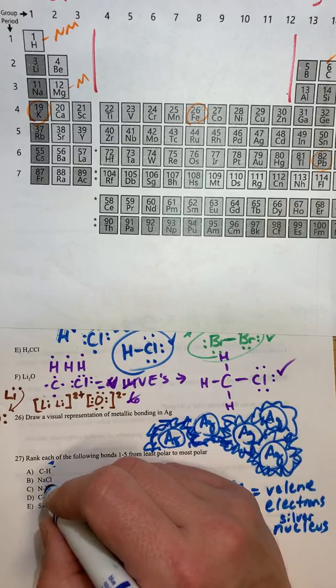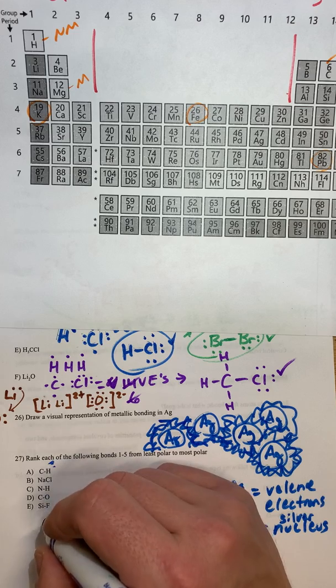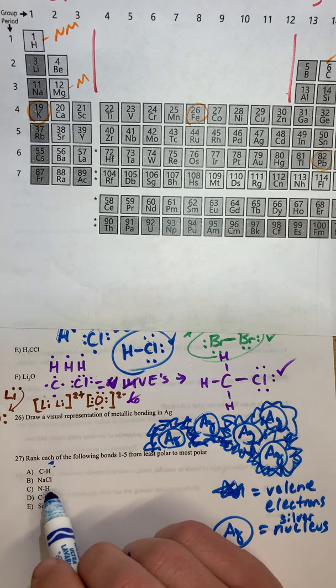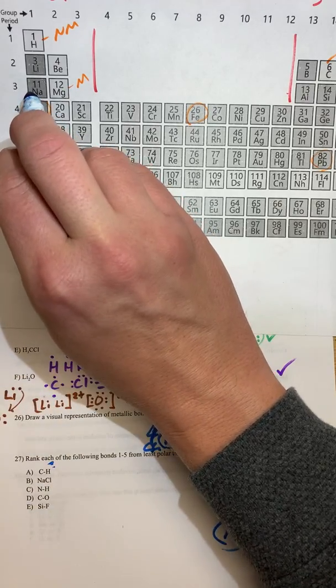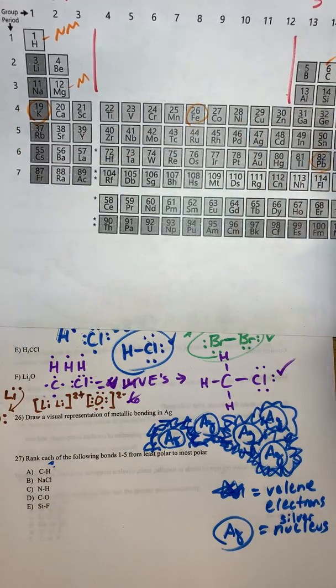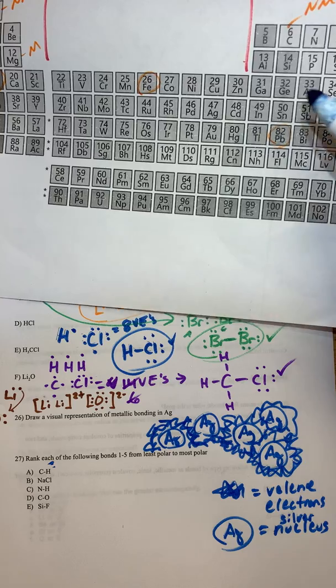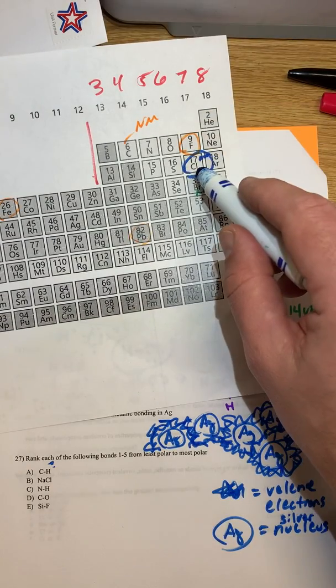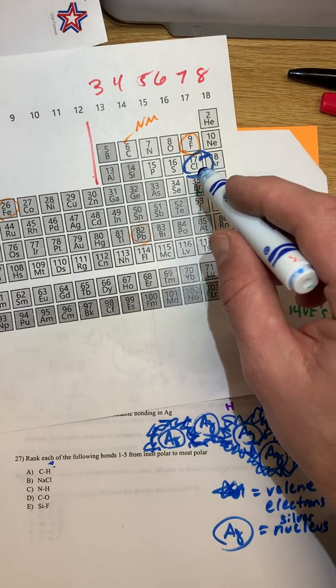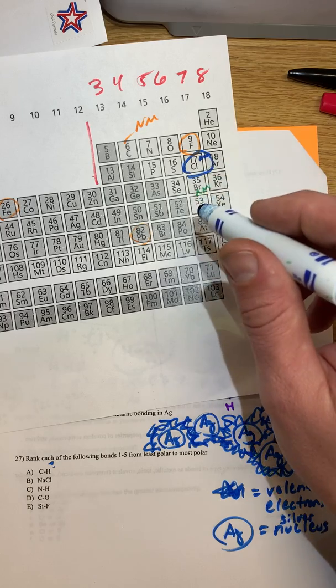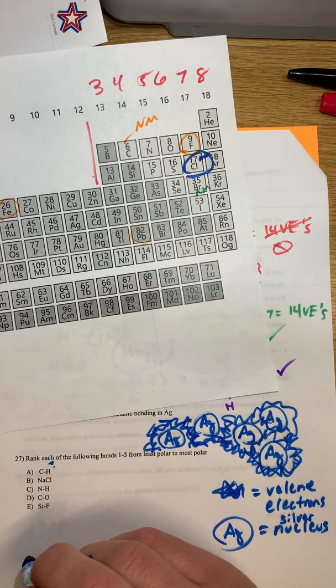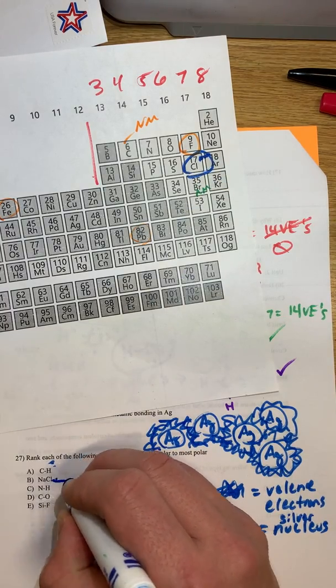Let's ask ourselves which of these are the furthest apart. I suspect that it's sodium and chloride. So let's try that. Sodium is over here, and chloride is way over here. That's a huge difference. They're on opposite ends of the periodic table, and you can't get much farther away than that. So this is going to be most polar, I think.